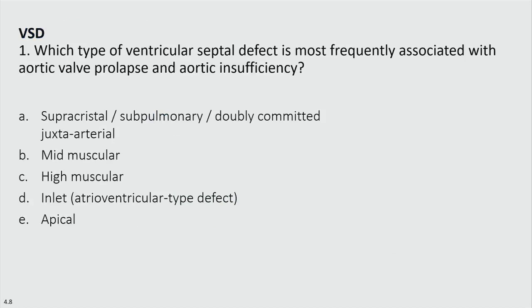There's a question here. Which type of ventricular septal defect is most frequently associated with aortic valve prolapse and aortic insufficiency? Is it a supracrystal, subpulmonary, or doubly committed juxtaarterial VSD, mid-muscular, high muscular, inlet, or apical?